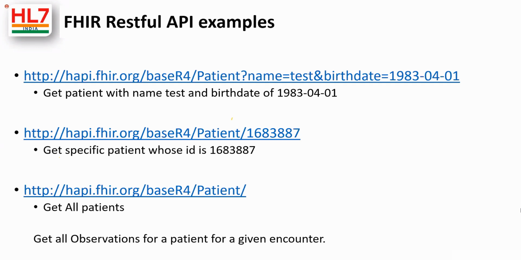Since most of you answered it, here's a question: get all observations for a patient for a given encounter. Okay, you don't have to answer it now. Take it and answer it on Zulip. I just want to know what would be the search parameter, or what will be the URL, right? By the way, these URLs all work. These are actually URLs from the test server.